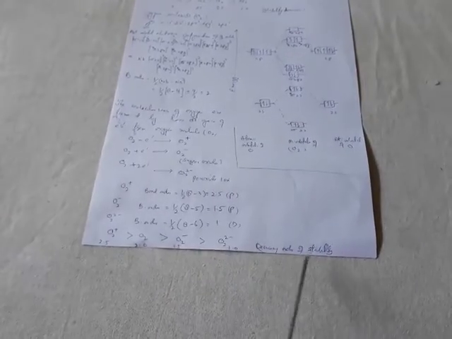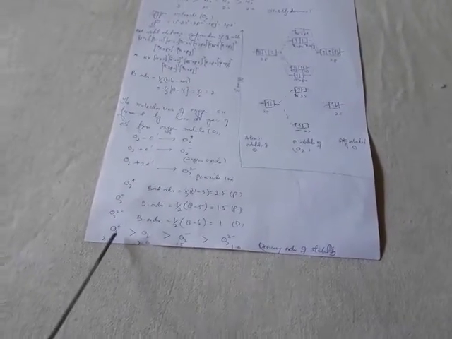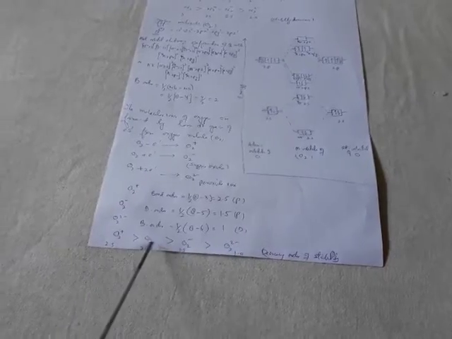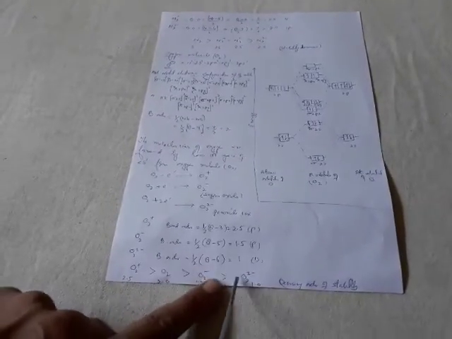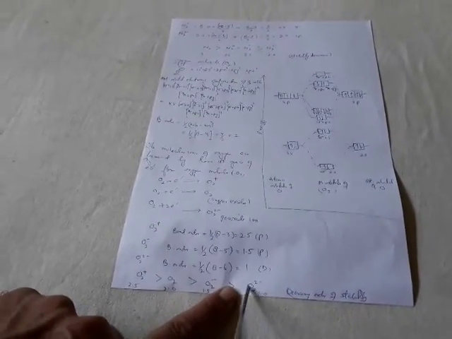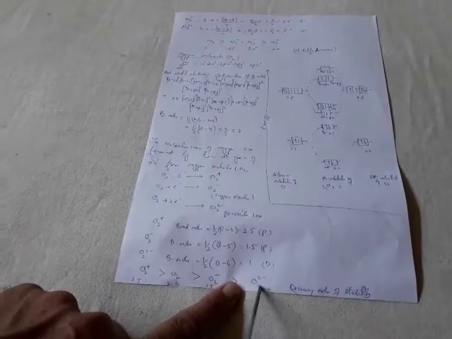Now the order of stability is: O2 plus is more stable than the oxygen molecule itself, which is more stable than the superoxide, O2 minus, and this is more stable than O2 2 minus, which has a bond order of 1. So this is the molecular orbital diagram of the oxygen molecule.